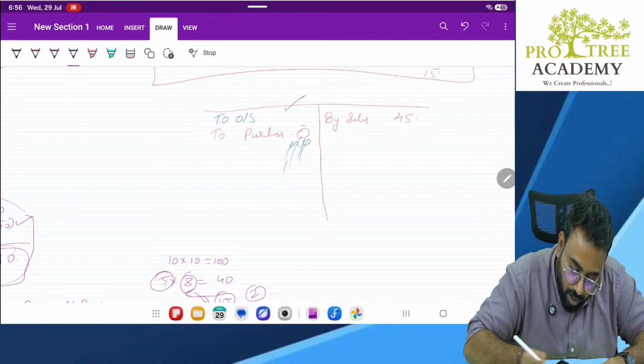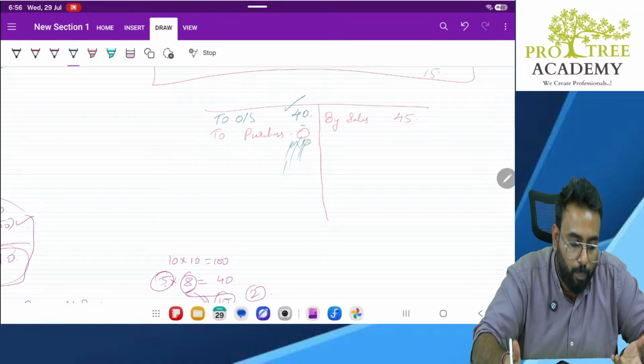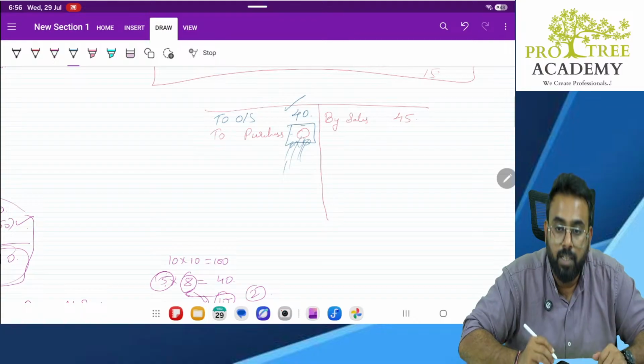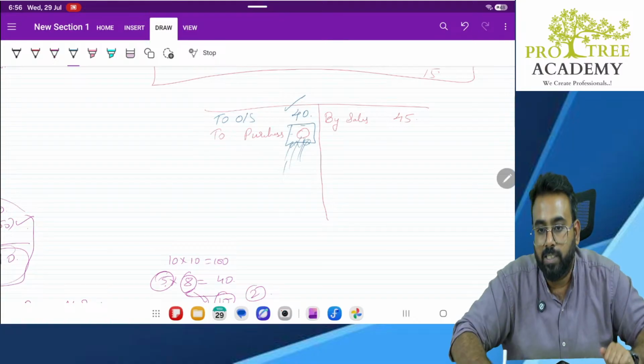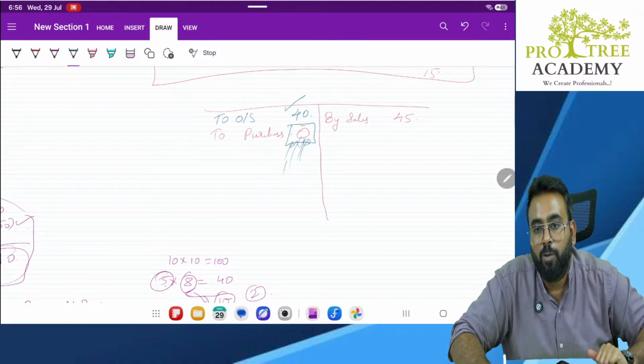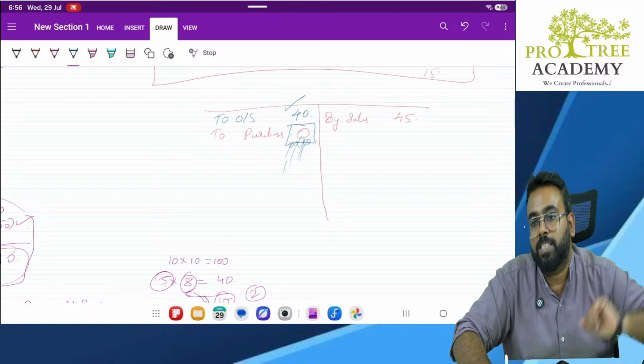To opening stock 40. If there was no opening stock, I would have shown it under purchases. But there is opening stock and there is no purchases. And this opening stock will come on the debit side. Why? Because last year expense was already done.